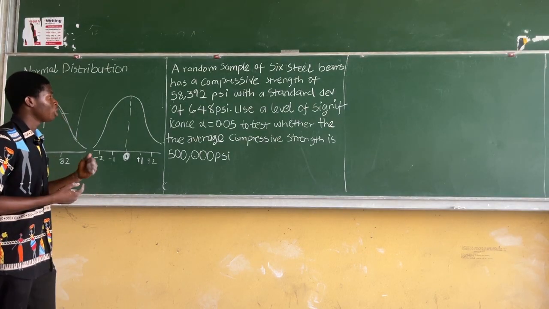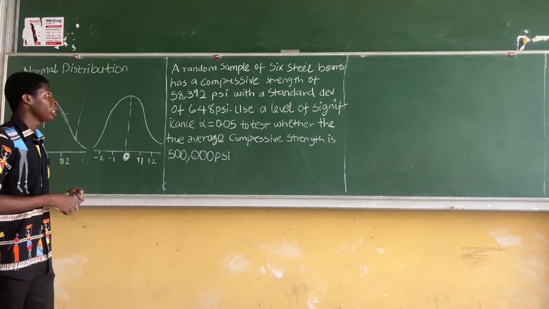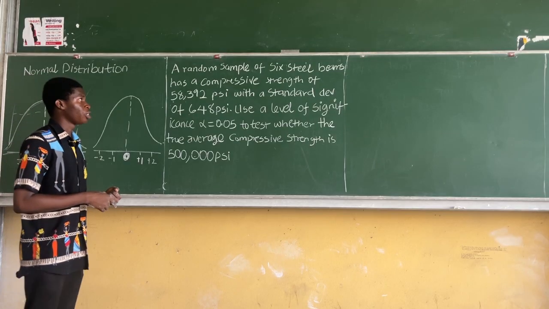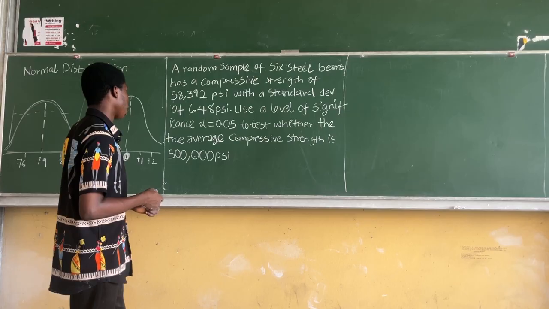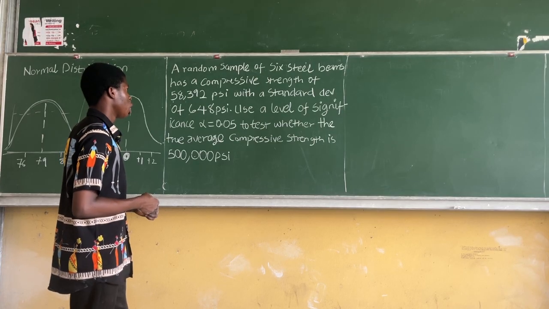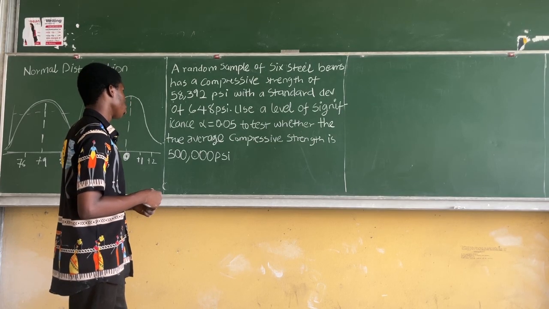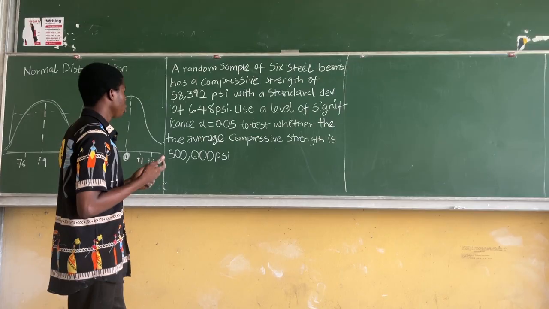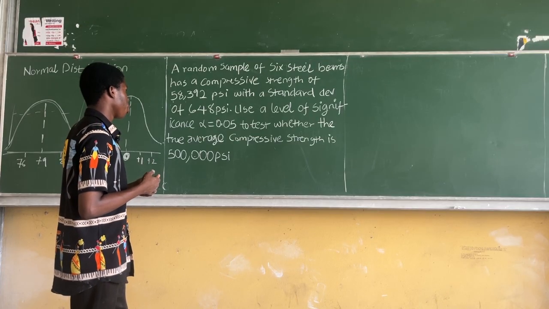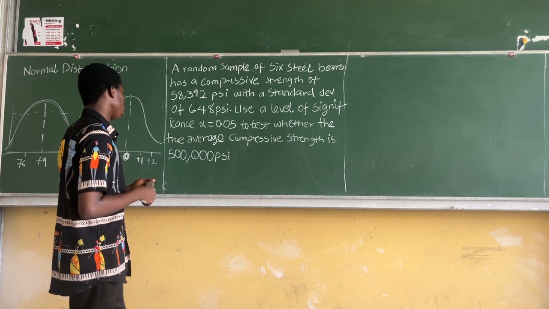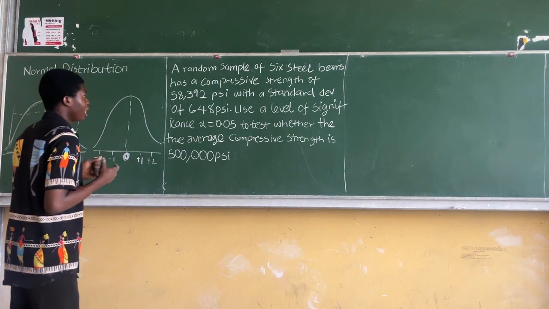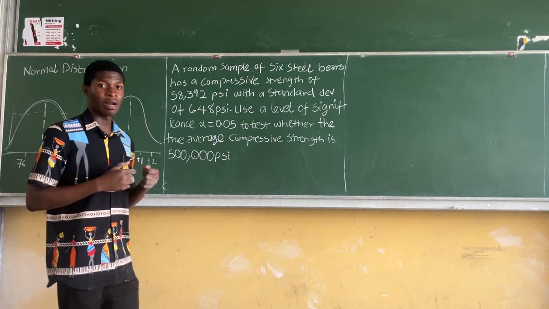So we'll be looking at this past question, which says that a random sample of 6 steel beams has a compressive strength of 58,392 pounds per square inch with a standard deviation of 648 psi. Use a level of significance of 0.05 to test whether the true average compressive strength is 58,000 psi. So let's explain this question before diving right into it.